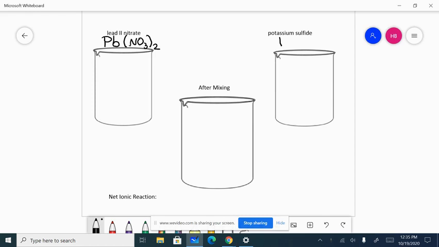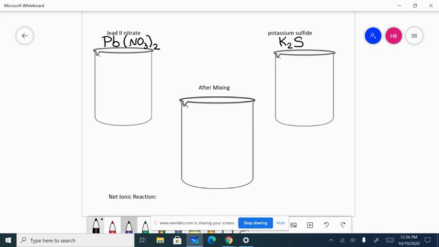Potassium sulfide would be K2S. These are both compounds. This is a double displacement reaction. And when you have double displacement reactions, you have two different possibilities for a reaction to happen. You either can form a solid or you can form water. If you don't form a solid or form water or form a gas, it's not really a chemical reaction.